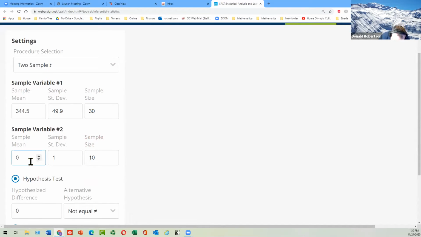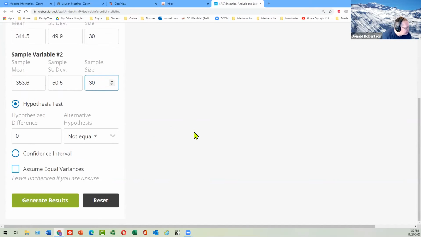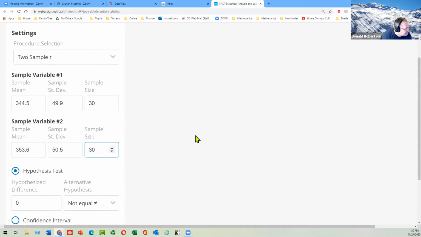In the second group, which was the control group, they had a mean of 353.6, a standard deviation of 50.5, and a sample size of about 30. And it's another not equal to. I tried this one and it worked.